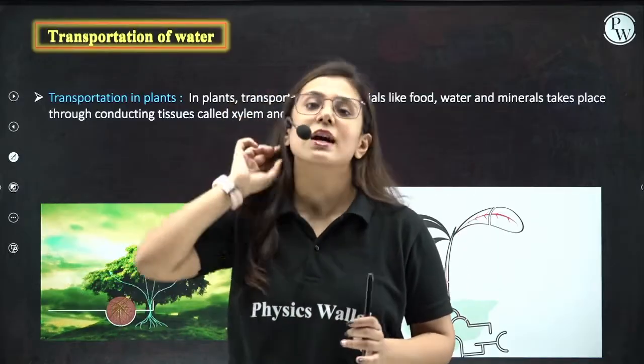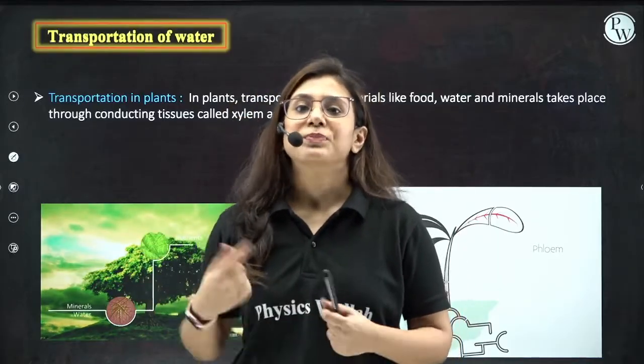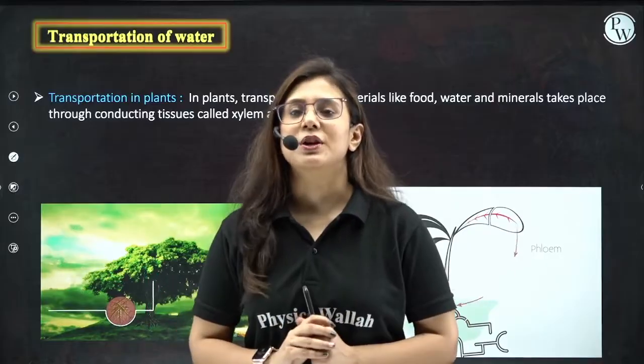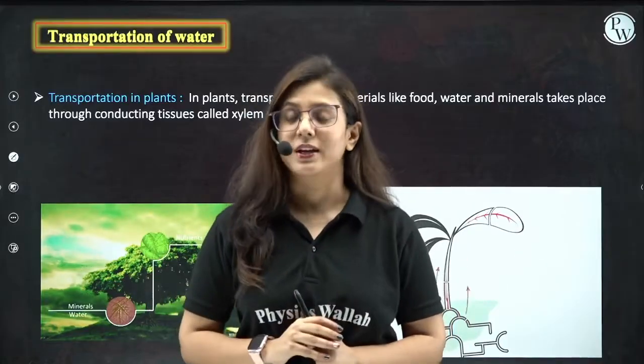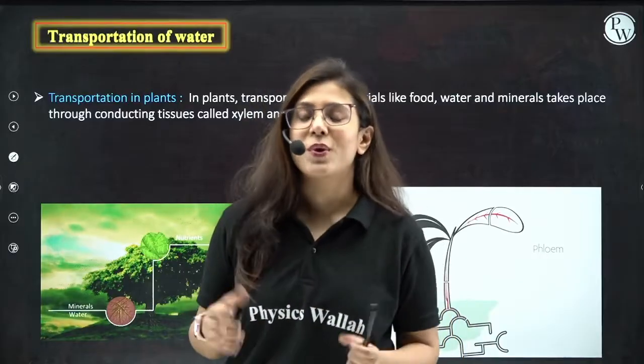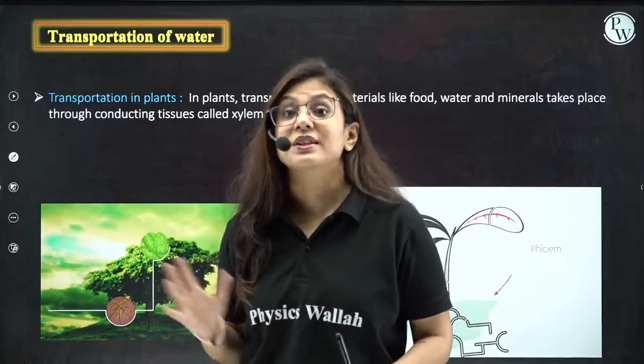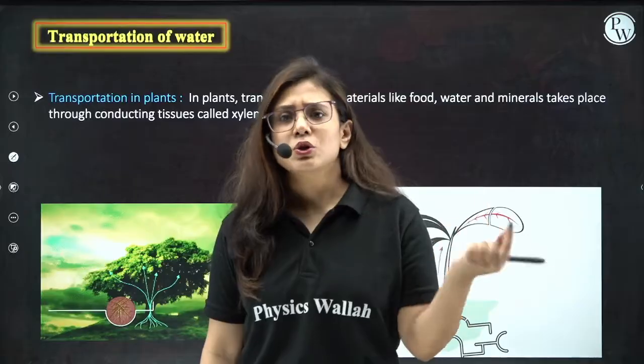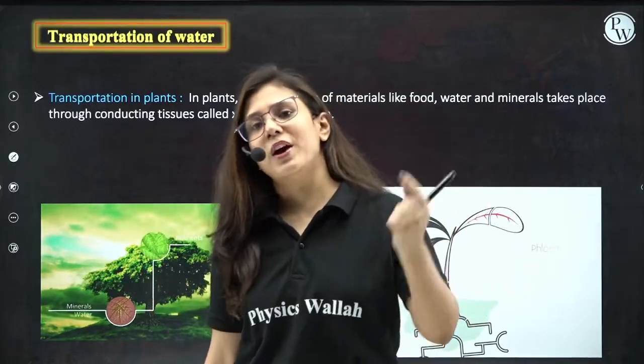See, in us, we transport gases. Blood is responsible for transportation of oxygen and carbon dioxide. We transport food, the digested food. We call it glucose, amino acids, proteins, right? Digested proteins. And hormones also. Hormones are also transported via blood.